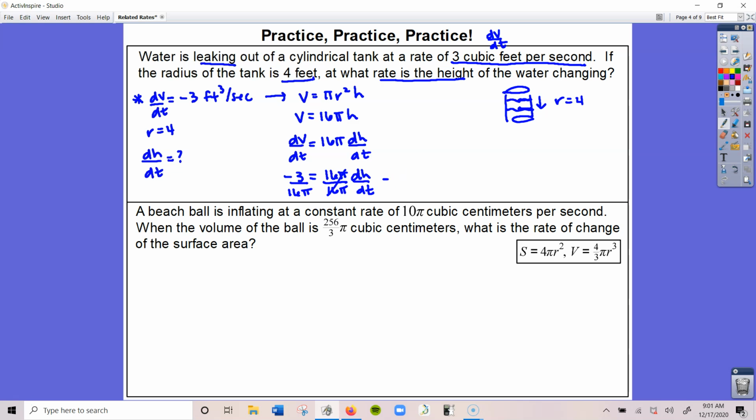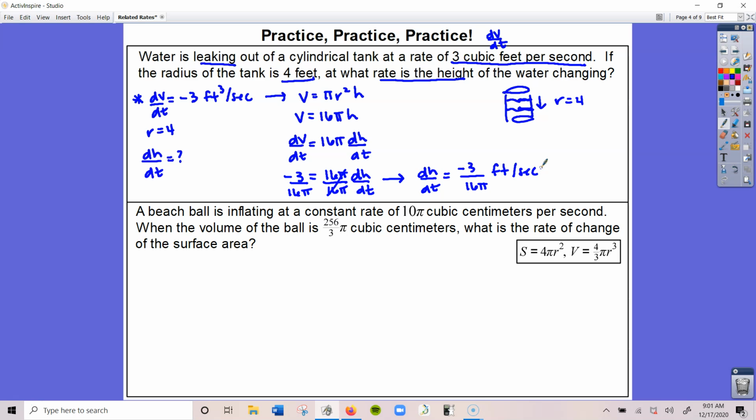Now, if this was a non-calculator question, you don't have to do anything else. Just leave it just like that. So dH/dt is -3 over 16 pi, and my units are feet per second.